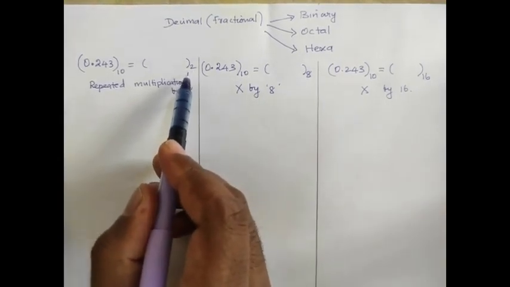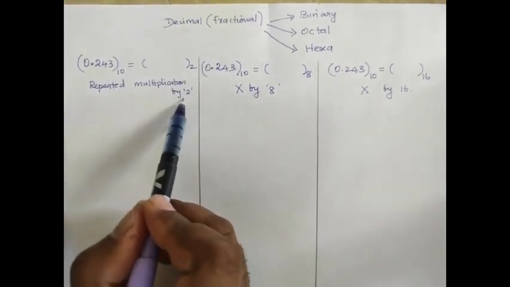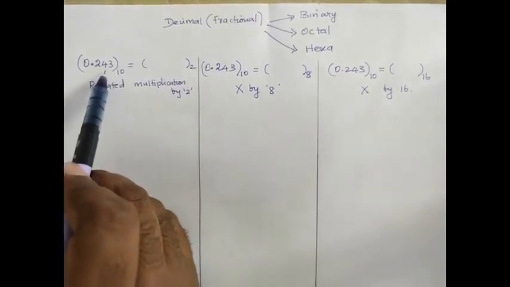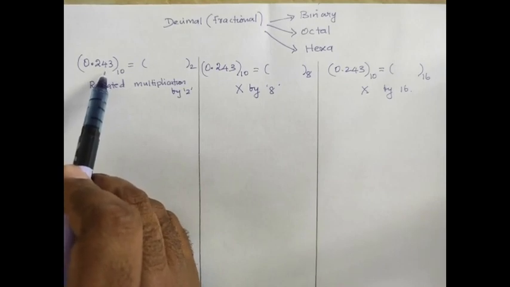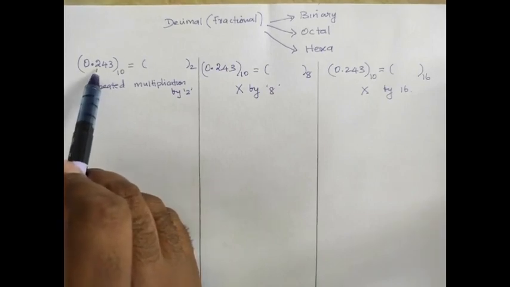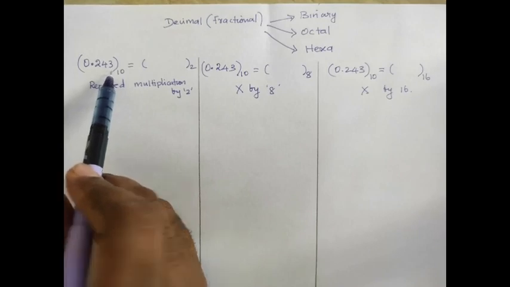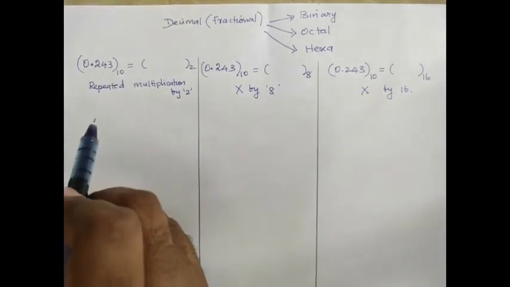The method followed for conversion is repeated multiplication by 2. You have to keep on multiplying until you get 0, or until a certain point, which depends on how many places you have after the decimal point. Here there are 3 places, so you have to do up to 4 steps.